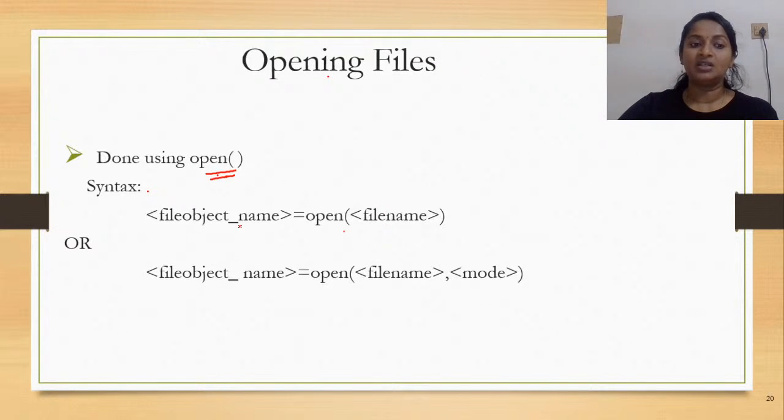Either this way, or you can give the file object name is equal to open, wherein open has two parameters here. What are the parameters? The file name of your file and the mode in which you are opening the file. We'll be looking into all these things later on.